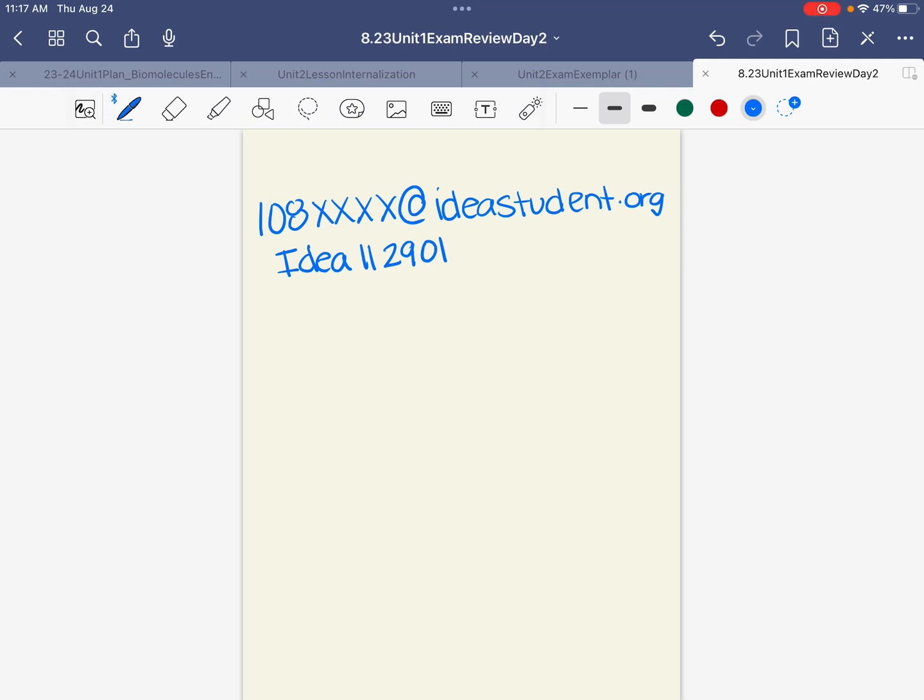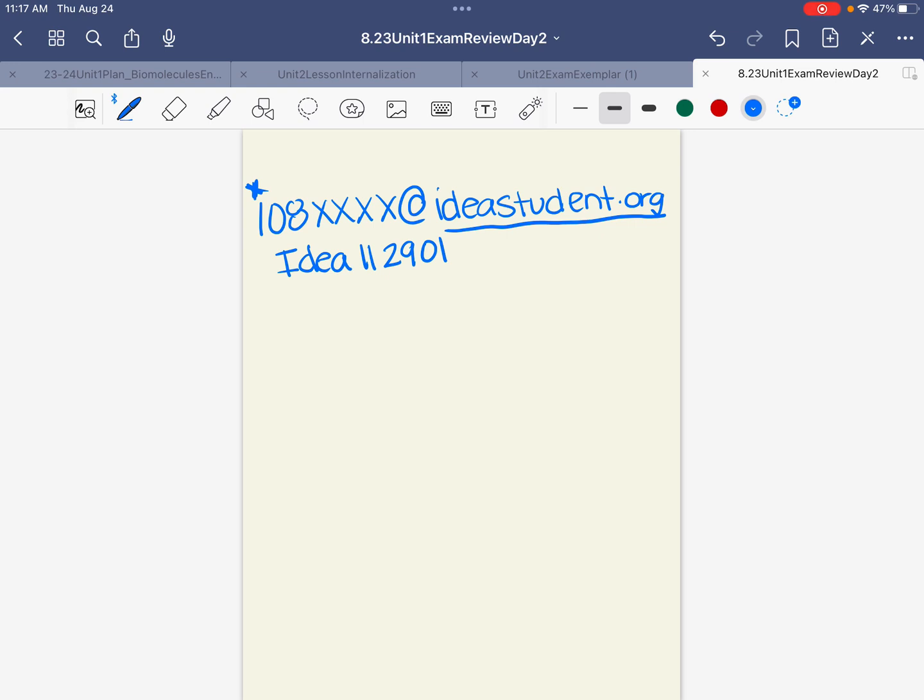Hello class, so I'm going to give you some quick information on how to log in and specific questions on your exam. So as soon as you get to your computer, remember that your username is your student ID, so it'll be your 108 number. Make sure to add the back part, the @ideastudent.org. That's what a lot of people were missing.